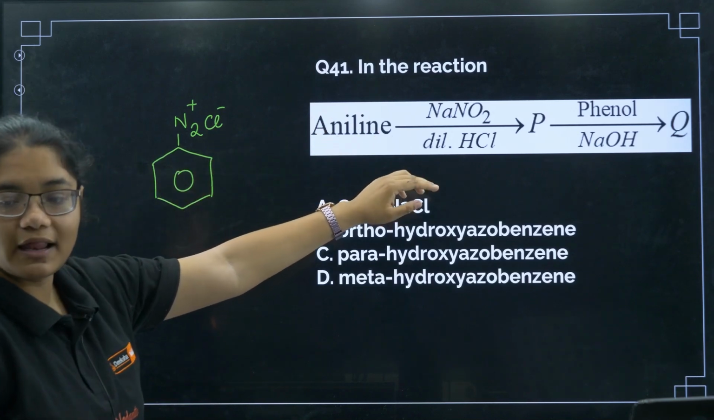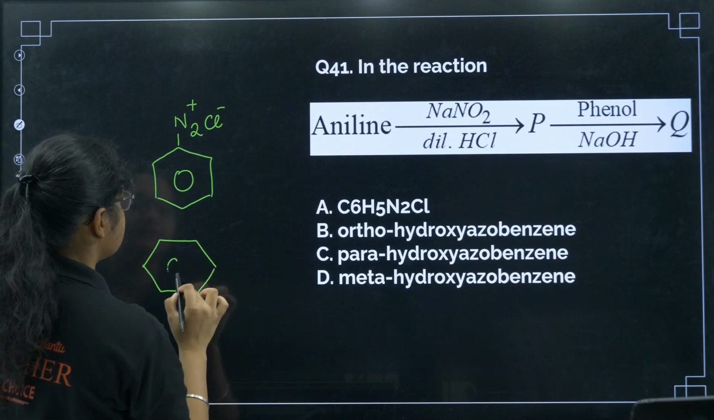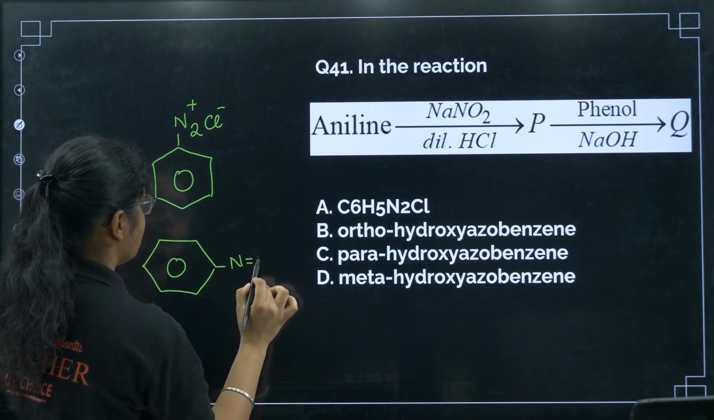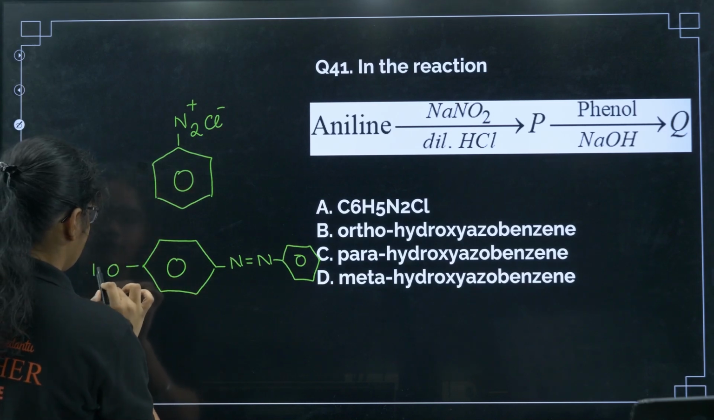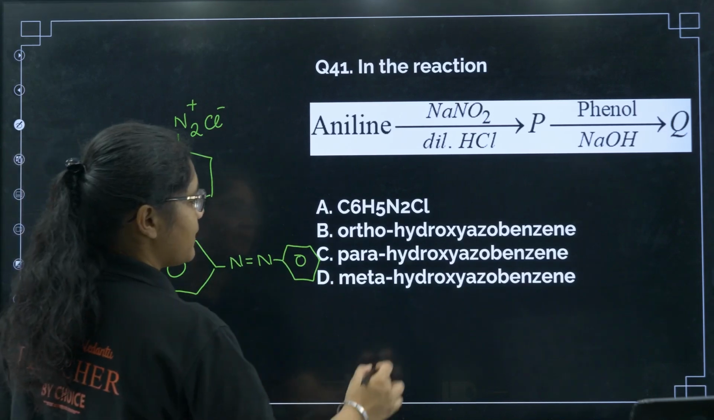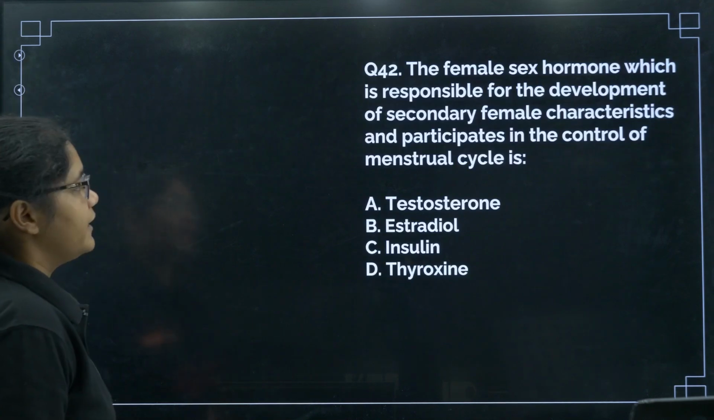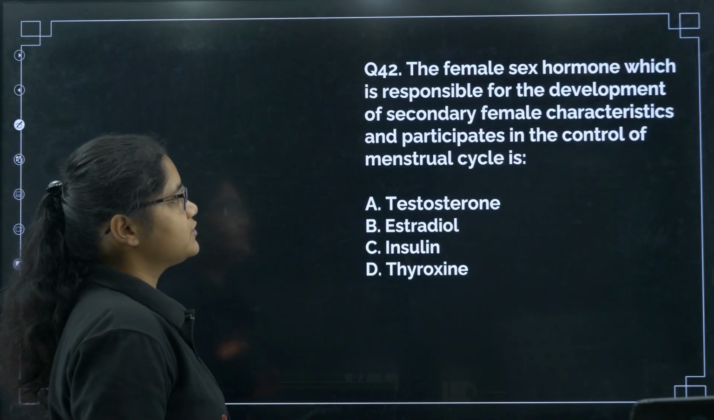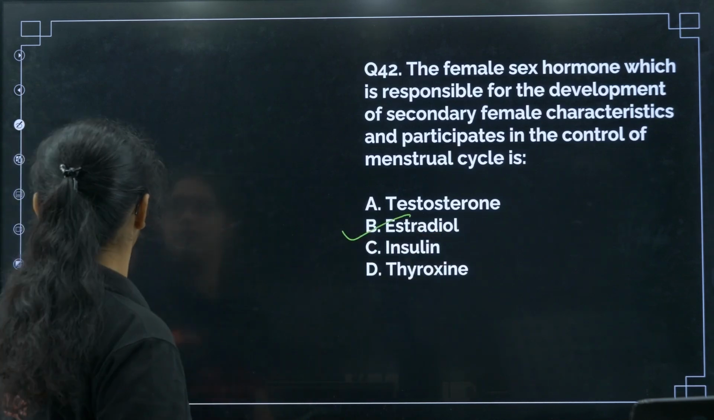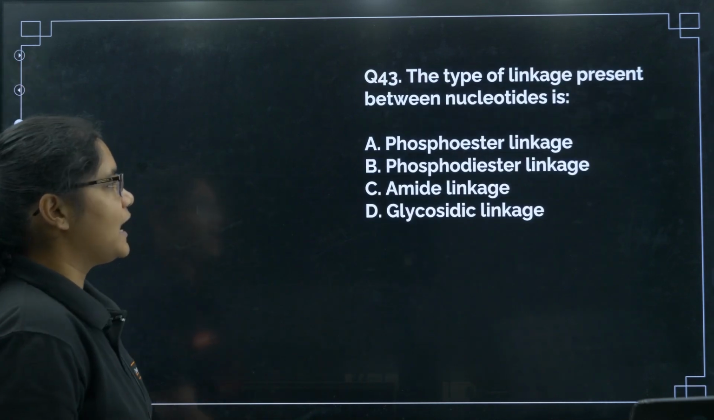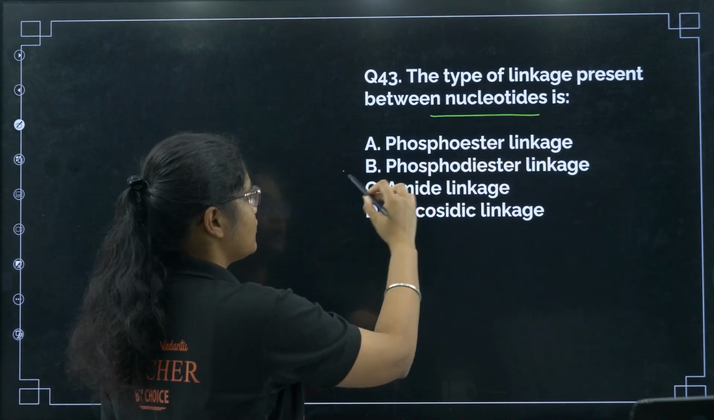And with phenol, what will happen? There is diazo coupling. So we will get a compound like this, N double bond N, and I will have this, and here I will have the phenol group. Okay, so that is your para-hydroxyazobenzene, option number C here. Next, the female sex hormone which is responsible for the development of secondary female characteristics is estradiol, option number B. Next, the type of linkage present in nucleotides is phosphodiester linkage, option number B.